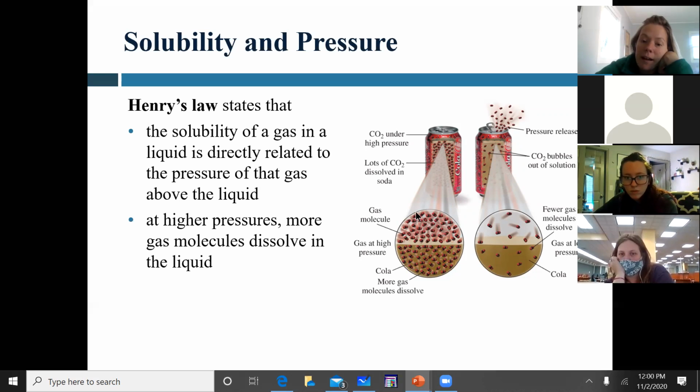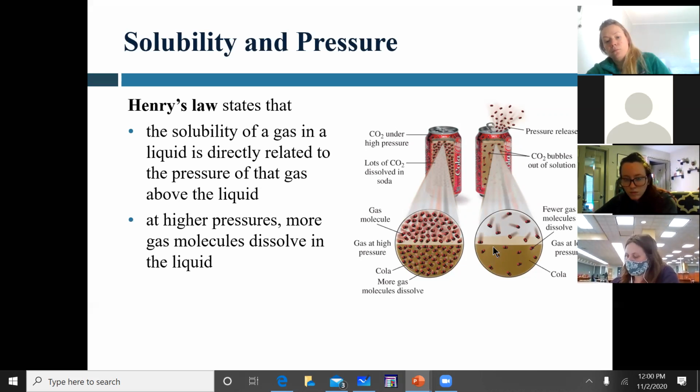So here there's a lot of pressure sitting in the gas that's above that liquid. So a lot of gas can remain dissolved. As soon as I lower the pressure or I open this can and this gas pressure decreases, a lot of this gas can then come out of solution.